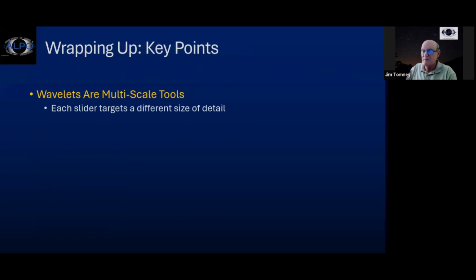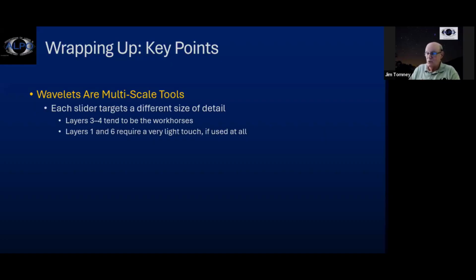So, okay, wrapping up some of the key points. Your wavelets are basically multi-scale tools. Each slider is going to target a different size of details. In general, layers 3 and 4 tend to be the workhorses, especially for your higher contrast objects. Layers 2 to 3 for your lower contrast objects. Layers 1 and 6, you should probably avoid, or if you're going to use them, a very light touch.